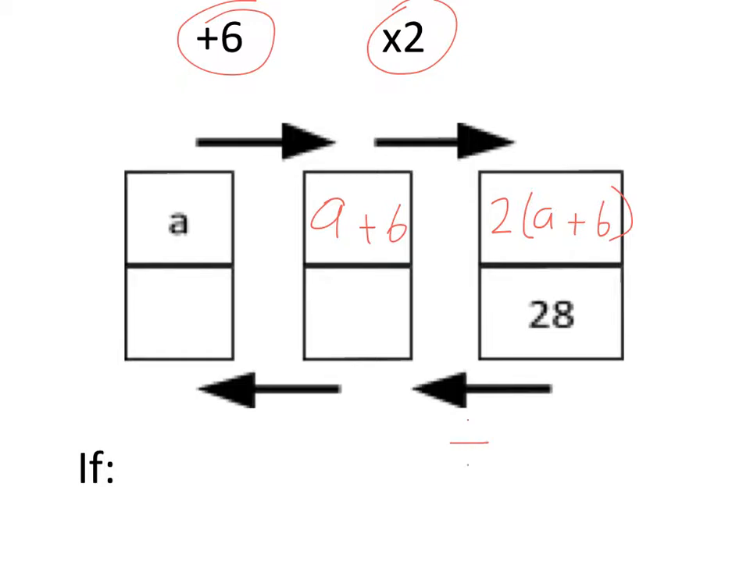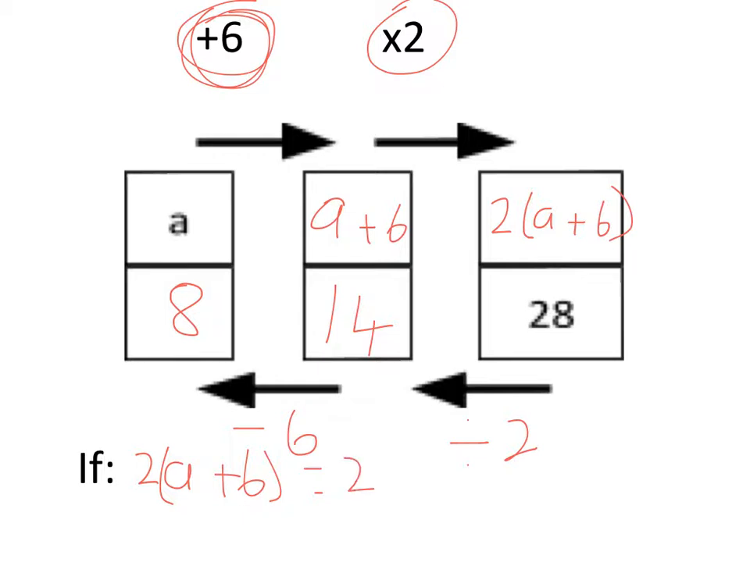So let's plug them in. So the inverse of multiply by 2 is divide by 2. And the inverse of plus 6 is minus 6. So let's go. 28 divided by 2 is 14. And 14 minus 6 is 8. Now, if you were to plug 8 in where A is here, you will find that your answer will be 28. So, let's write our statement. If 2 times A plus 6 equals 28, then A equals 8.